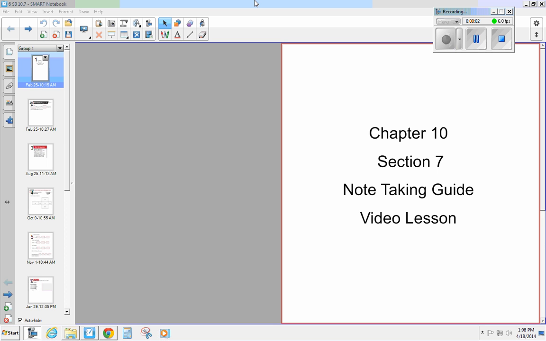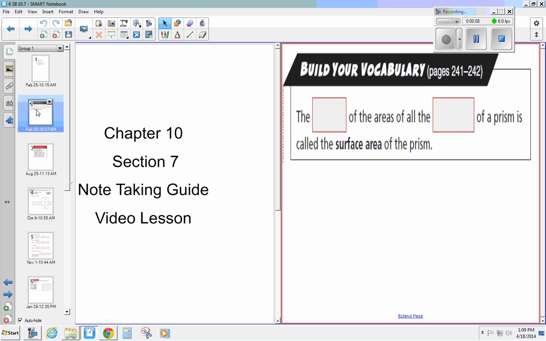Welcome to Chapter 10, Section 7, entitled Surface Area of Rectangular Prisms. To begin with, the vocabulary.